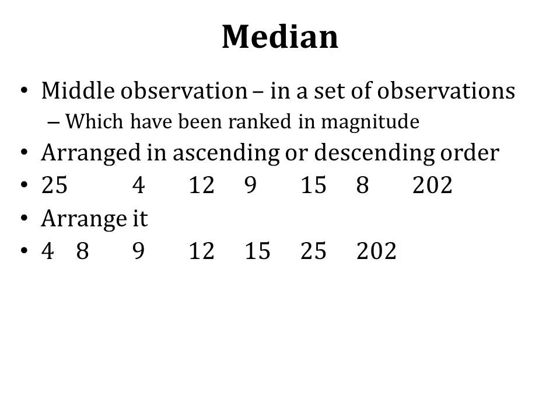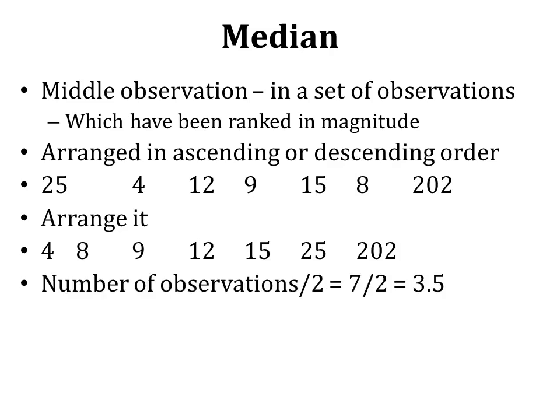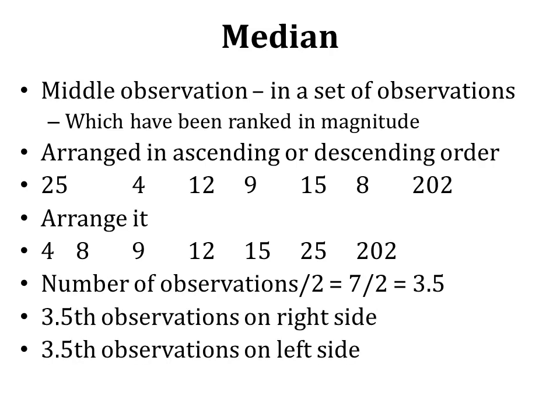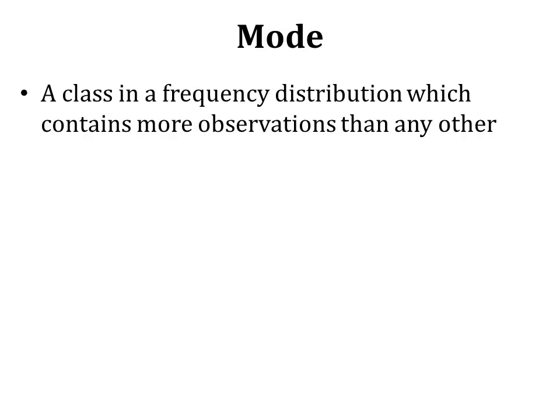Now what is the middle observation? How many observations are there? 1, 2, 3, 4, 5, 6, 7. So the number of observations divided by 2, which is 7 divided by 2, is 3.5. So 3.5 observations from the right and 3.5 observations from the left side. That gives us the median value, which is 12 in this case.